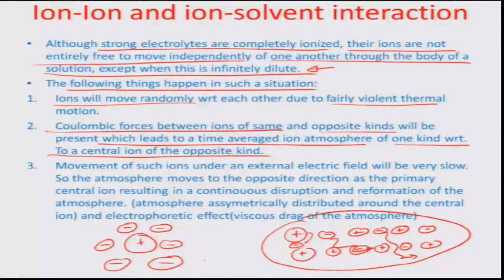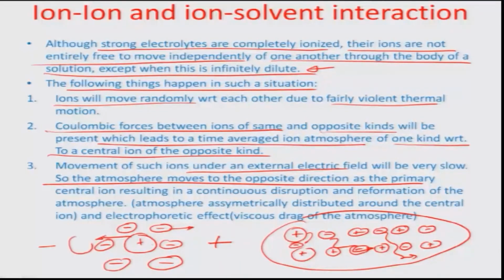One state obviously is the temperature based movement of the ions, and the other is that the movement of such ions under an external electric field will be very slow. So the atmosphere moves in the opposite direction to the primary central ion. So now I apply a field here. Let us say I make this positive, this negative. So obviously the positive charge will start moving to the negative electrode, and vice versa, the negative will move towards the positive electrode. And if there are many such charges and many such environments, there is a continuous making and disruption of such charge environments for these charges to migrate towards the electrode of the opposite kind.